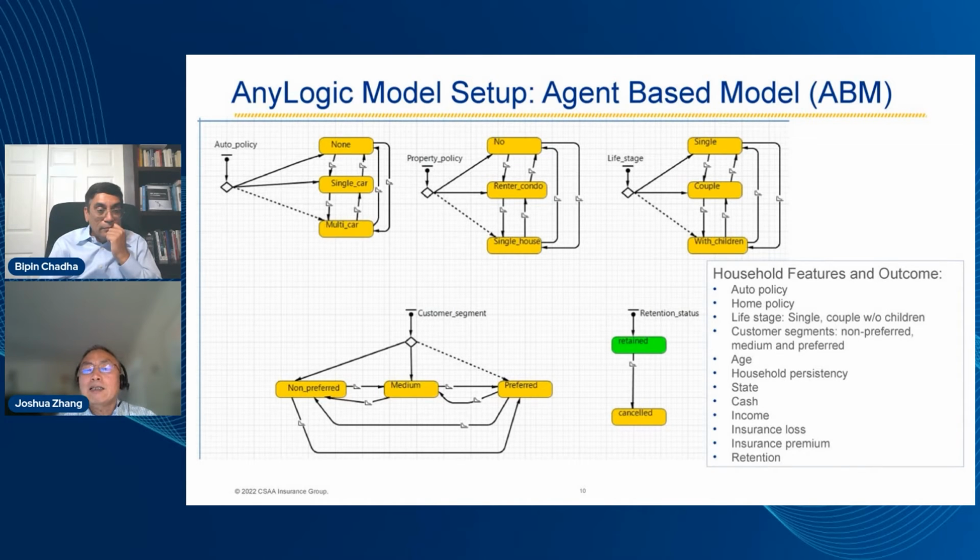On top right is the customer's life stage: single, couple, or single or couple with children. The 4th state chart on the bottom left is customer segment: non-preferred, medium, or preferred. This is related to customers' loss propensity and retention. The final state chart is actually an outcome variable. We only have 2 states, retain or cancel. We have the predictive features and outcome listed in the box. At each time point, the imputed predictive features were used to predict outcome variables.